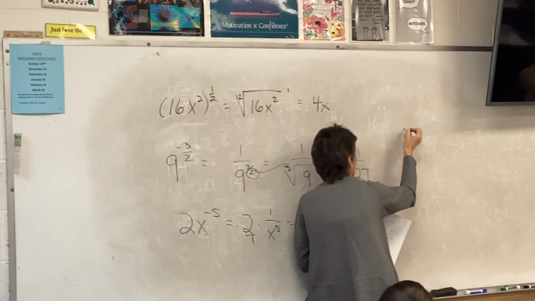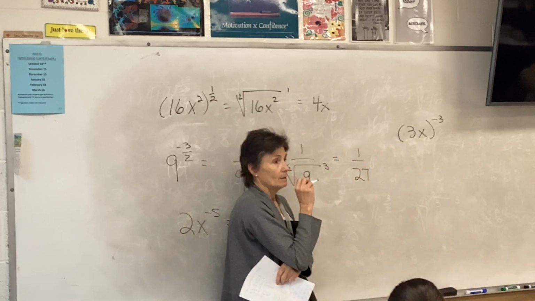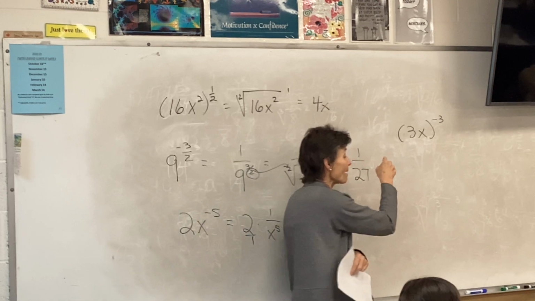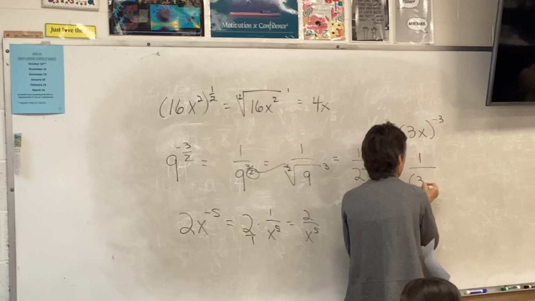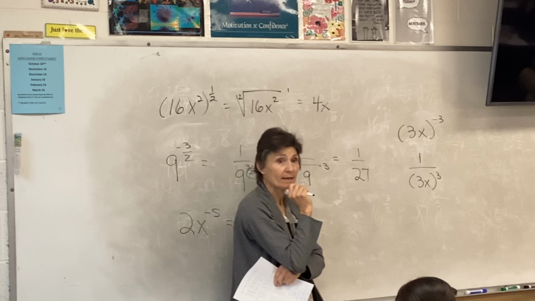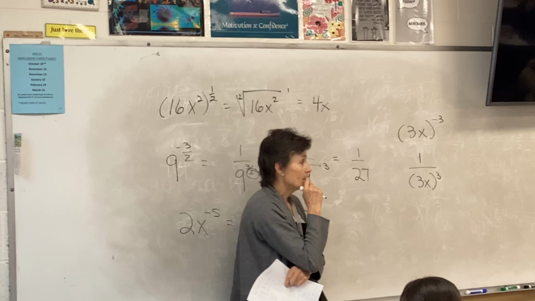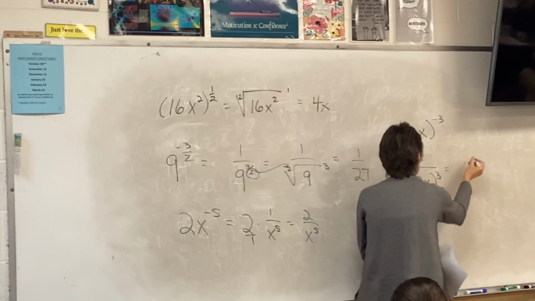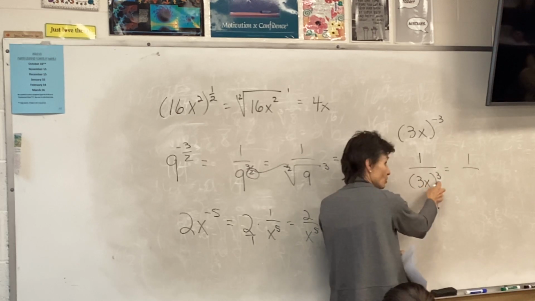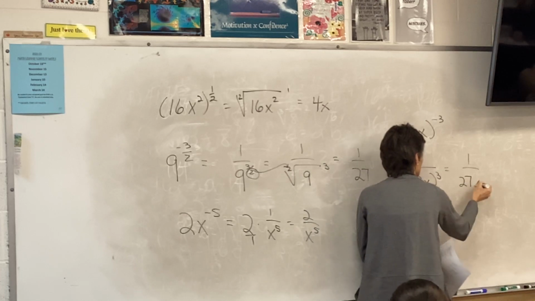Now, look at this next one. See how we are in parentheses now? So that means the whole shebang is going to the bottom because the whole thing is to the negative power. So it's going to be 1 over. Now, since the whole thing's in the parentheses and getting all cubed, we're going to have to do 3 cubed, which is 27, and then x cubed.